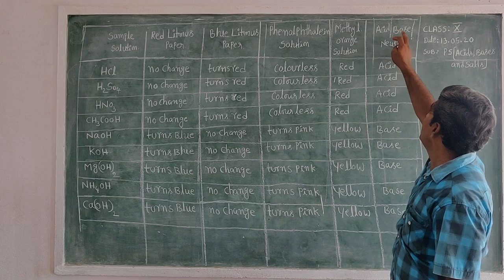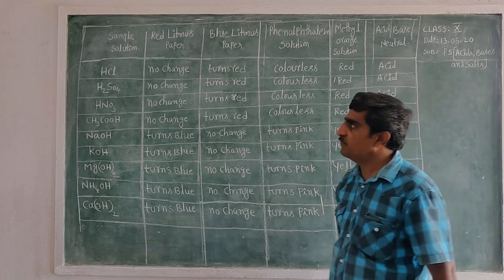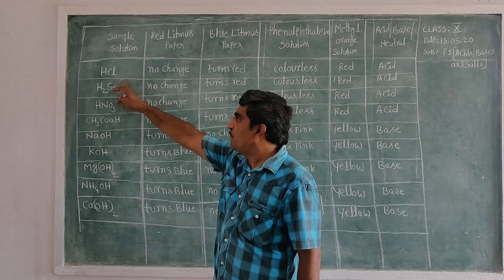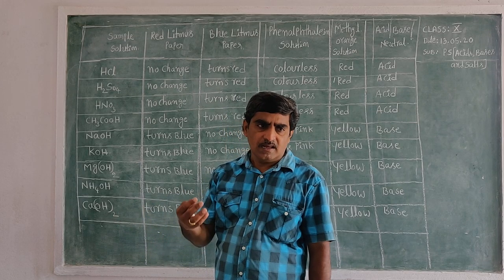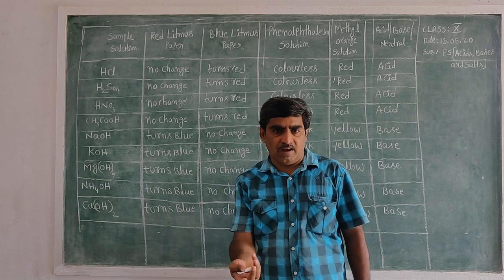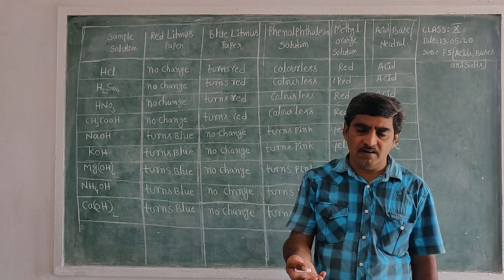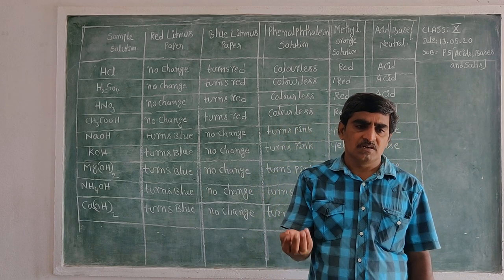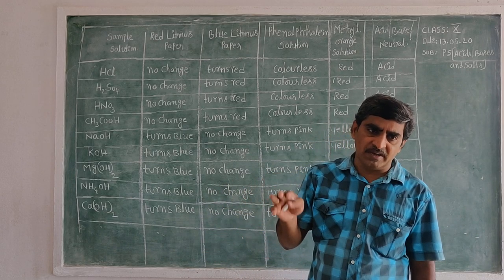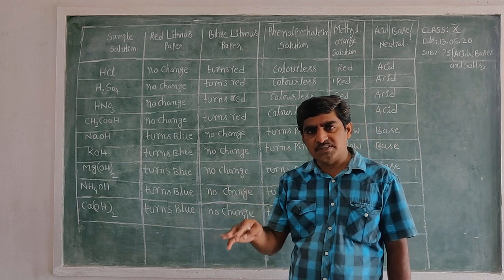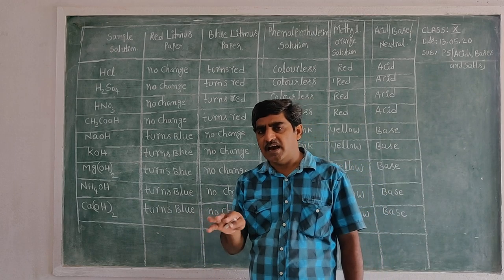So, acid, base or neutral. First of all, some samples are taken. In the laboratory, unknown samples are given. We can find out whether they are acidic, basic or neutral by using some indicators, and we decide the nature of the solution.